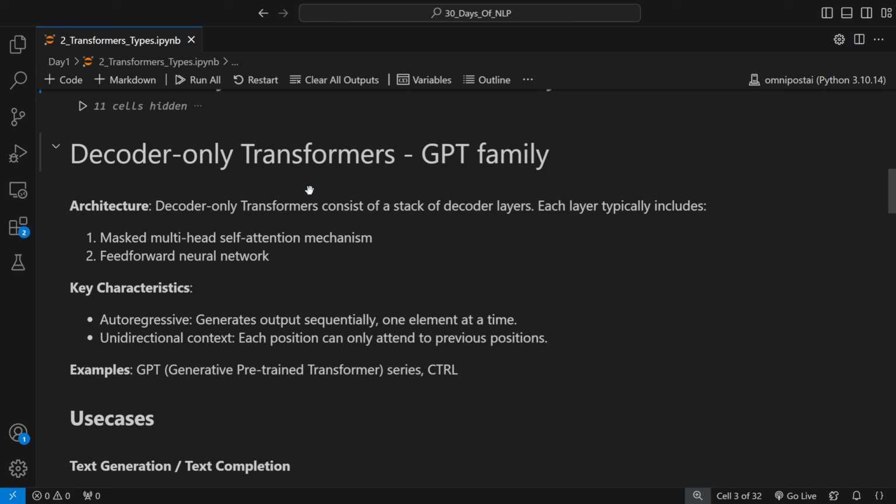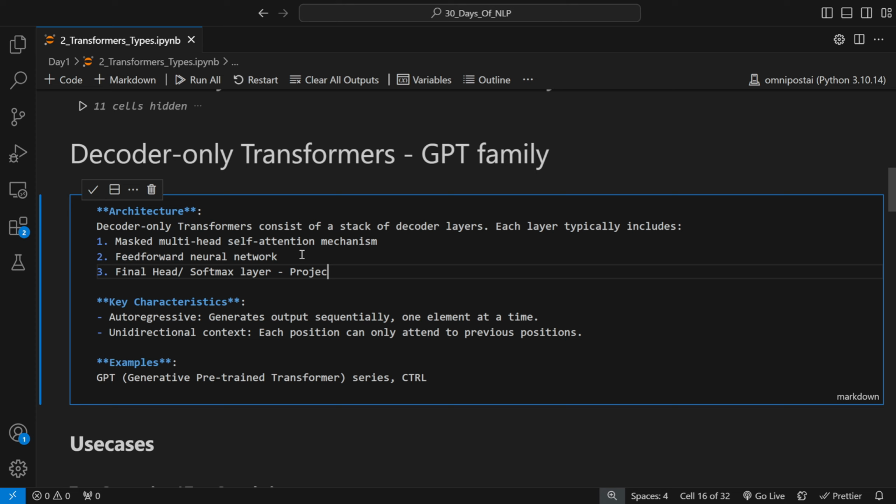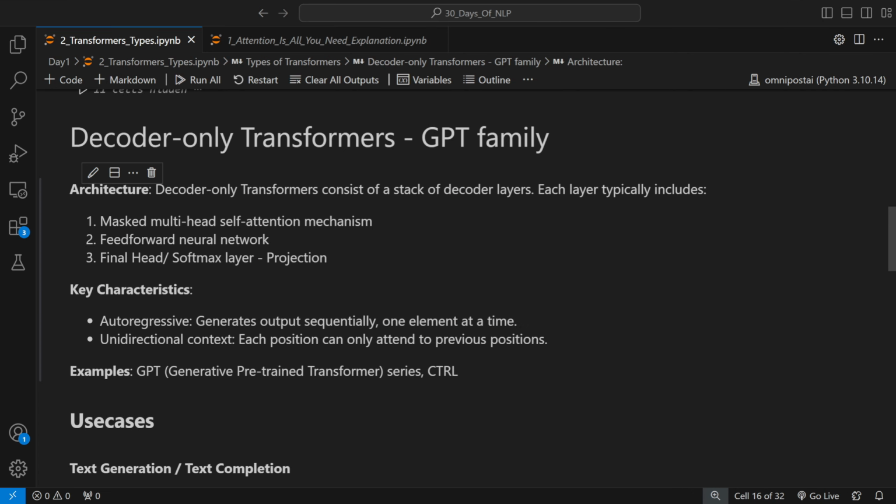Decoder-only transformers consist of a stack of decoder layers, which have masked multi-head self-attention and a feed-forward network. Then there is another component as well, the final head, or the softmax layer, which we generally call the projection, because that is what projects which token is next. If we are seeing it as a component of the decoder, then yes, but usually it is not seen like that. Okay, so now, what are the key characteristics of GPT family models, or generally decoder-only models?